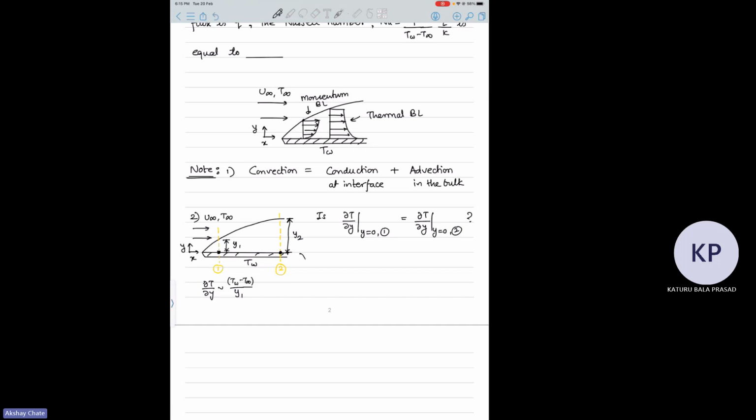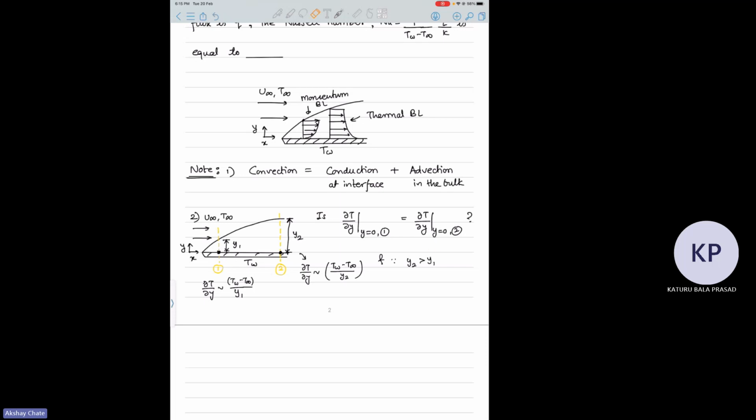And here your del t by del y is nothing but determined by t wall minus t infinity, same delta t, but at y2 distance. And since y2 is greater than y1, the temperature gradient at the beginning will be higher.